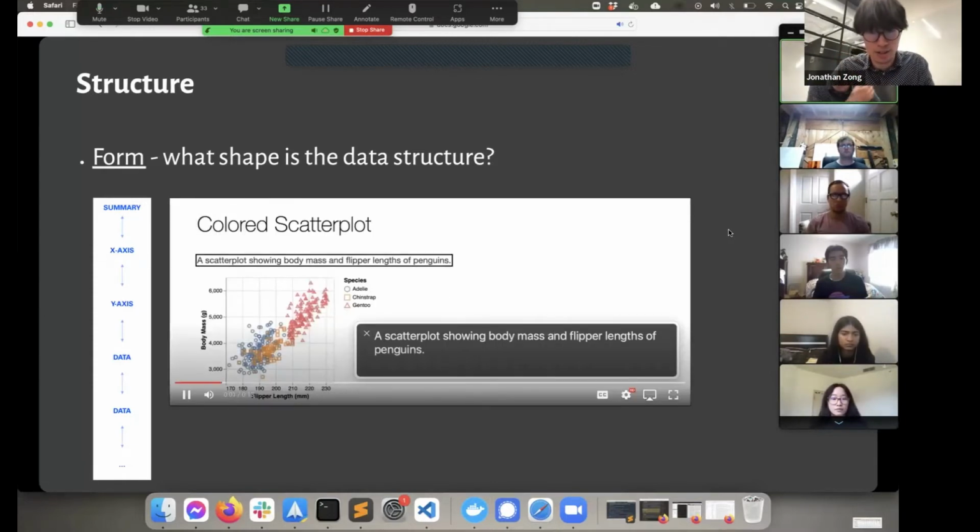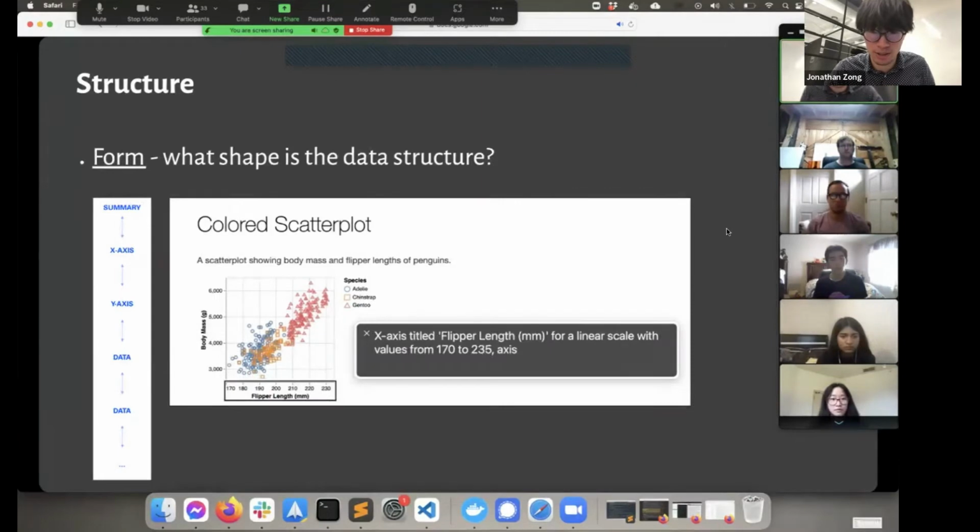Heading level 1, colored scatter plot. A scatter plot showing body mass and flipper lengths of penguins. A scatter plot showing x-axis titled flipper length mm for linear scale with values. Y-axis titled body mass g for linear scale with values from 2.